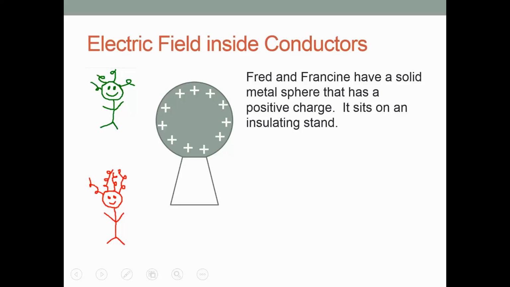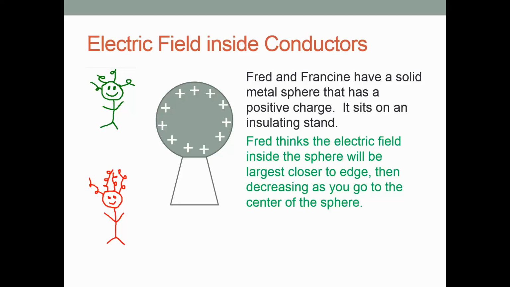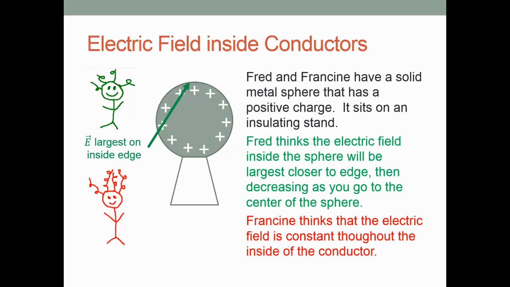So let's say Fred and Francine have a solid metal sphere that has a positive charge. It sits on an insulating stand, so it can't lose that charge to the ground. Fred thinks that if you looked inside this sphere, you would find that the electric field is going to be largest closer to the edge, and then it decreases as you go to the center of the sphere. So he says electric field is largest on the inside edge. Francine thinks the electric field is going to be constant throughout the inside of the conductor.